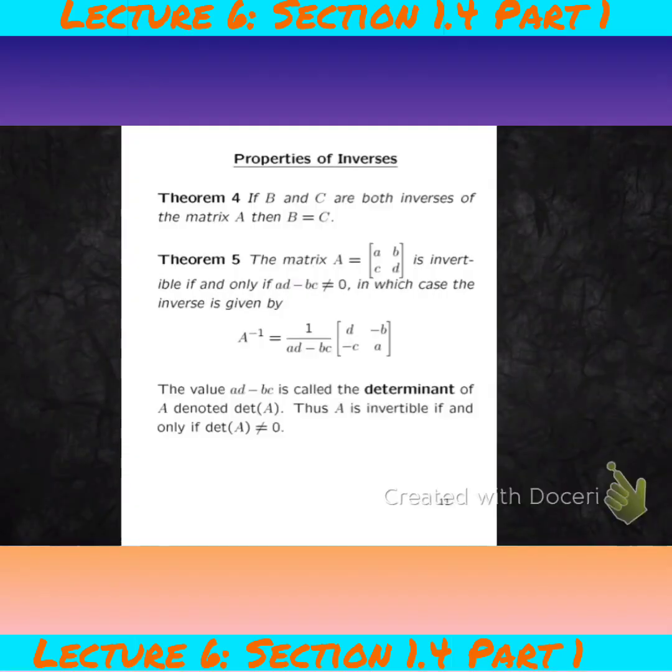Okay, so next we've got properties of inverses. So theorem 4 states that if B and C are both inverses of a matrix A, then B must be equal to C. So what that says is the inverse of an invertible matrix. Remember, we say that if a matrix has an inverse, it is invertible. So the inverse of an invertible matrix is unique, meaning that it only has one inverse. So if you calculate an inverse B and C, and they're both inverses of A, then B has to be equal to C. So you can't get two different inverses for a matrix.